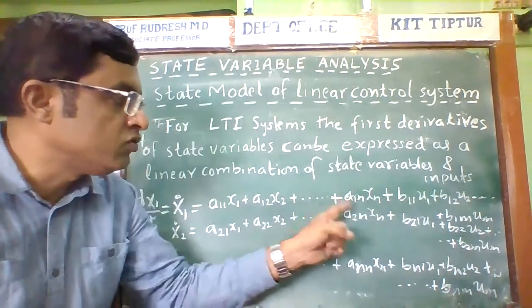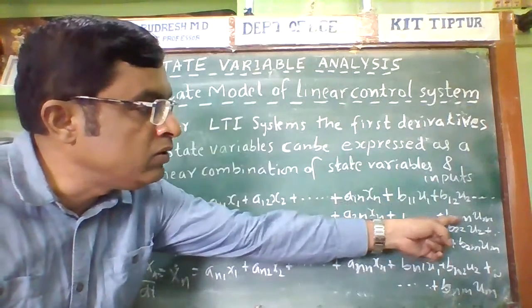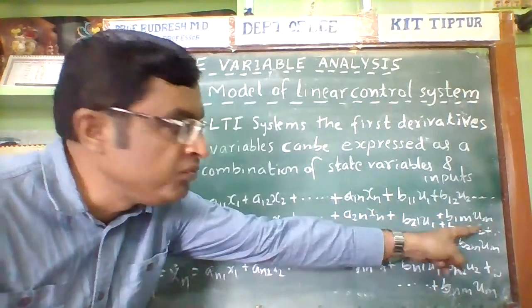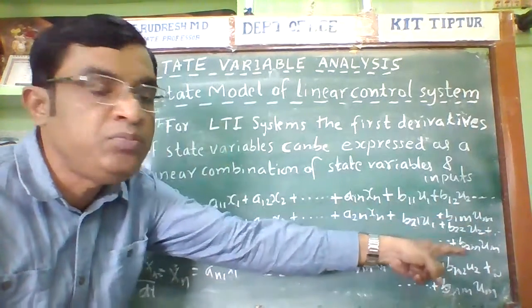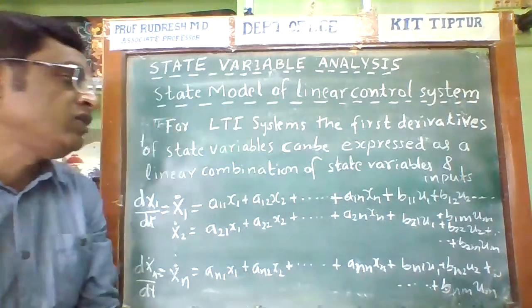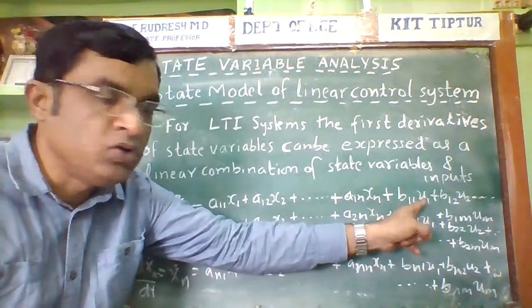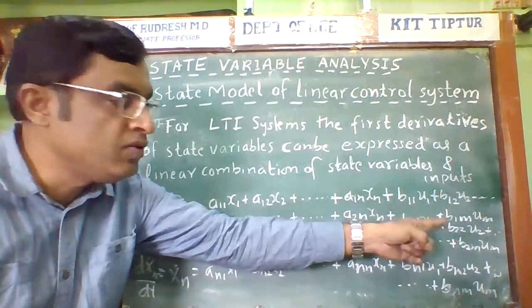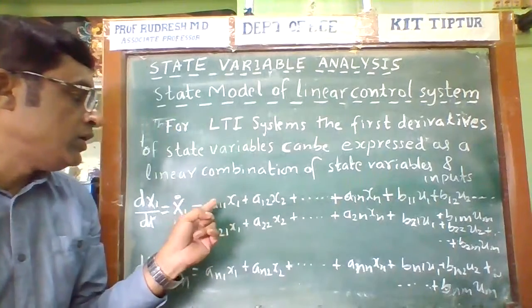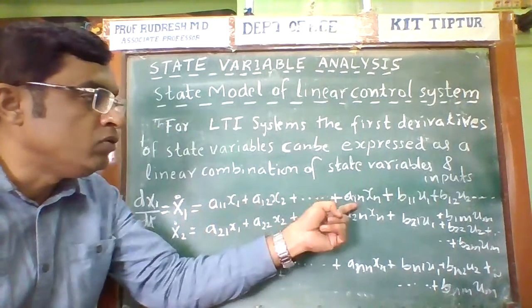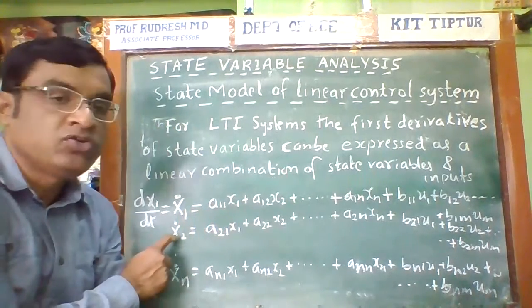Here b11, m is the number of inputs, u is the input. Therefore m is the index for the input u. Here n is the index for the state variable. Similarly for x2.